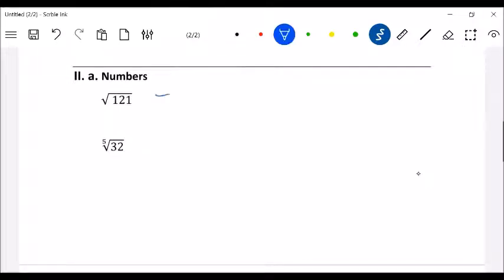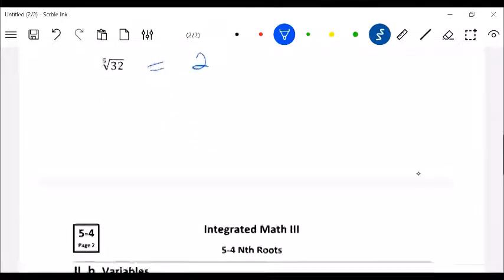So if we are taking the square root of 121, we would get plus or minus 11, but for the principal root, we're only going to use 11. For the fifth root of 32, that would be the number 2, because 2 to the 5th power would make that. And it couldn't be -2, because -2 5 times would result in a -32.